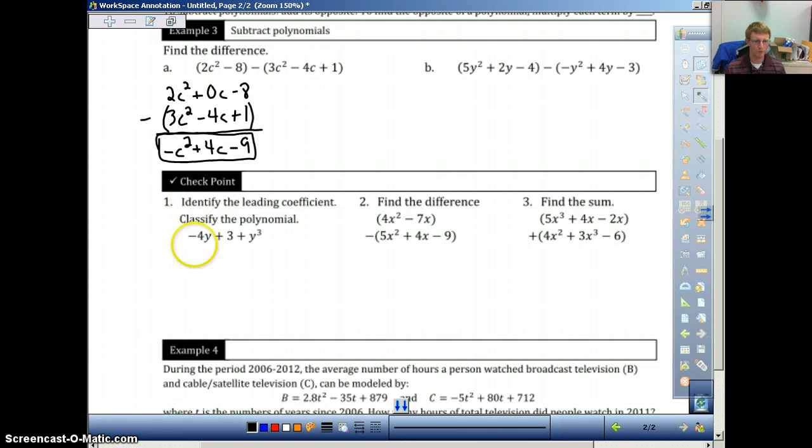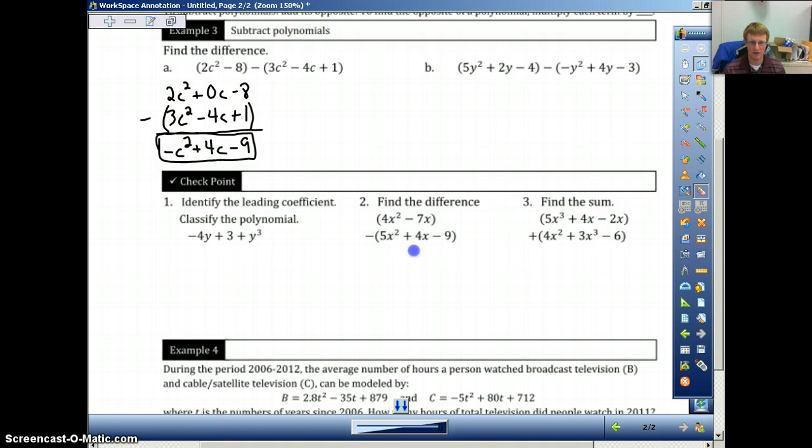Okay, so you have 3 checkpoints that I want you to do. One is identifying, like what we did on the first page. The second one is finding the difference, and they're already lined up vertically for you. Just make sure you put in your placeholder there. And then the last one is finding the sum. So do those on your own. Hit pause on the video, and then hit play when you've done these 3 to see if you've done them right.